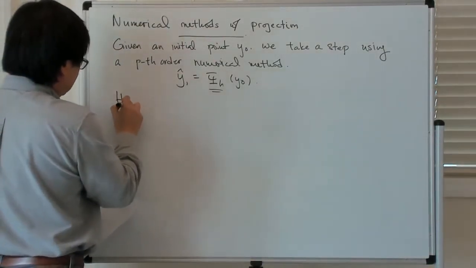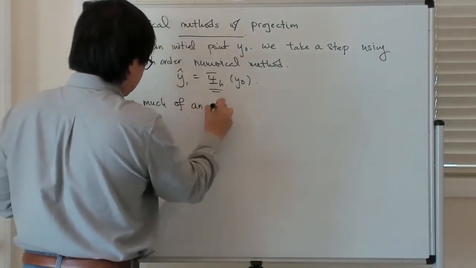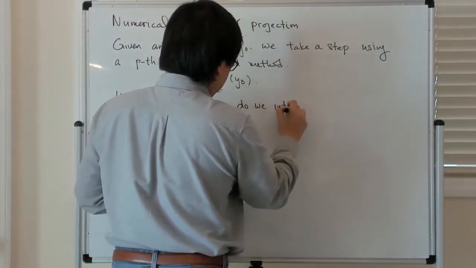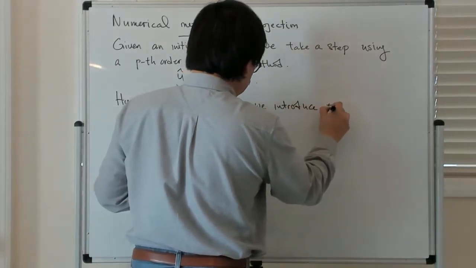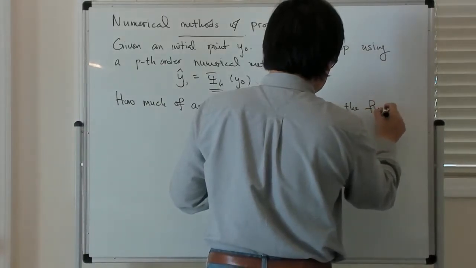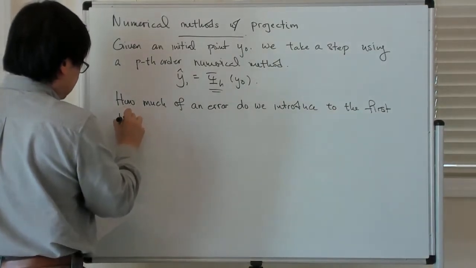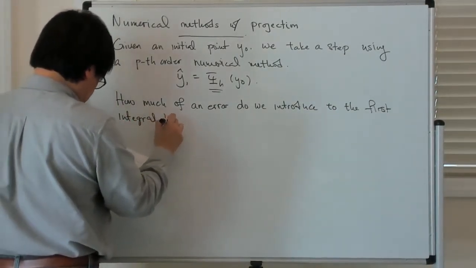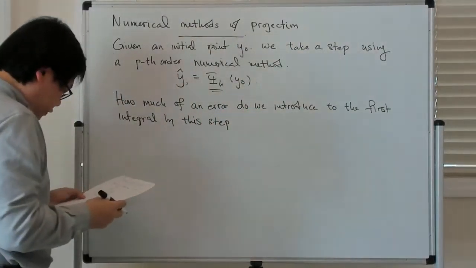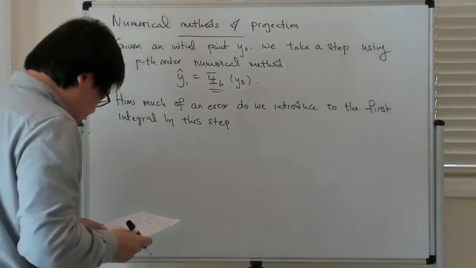So how much of an error do we introduce to the first integral by this step? First we want to see what the error is, and then the next thing we want to see is what the error of the method is. Okay.